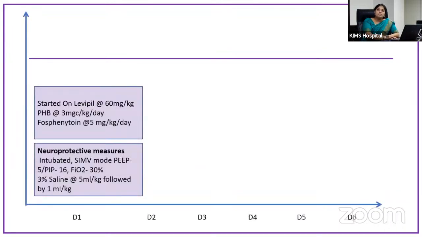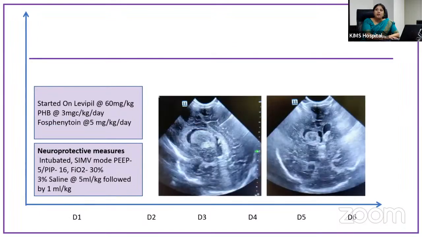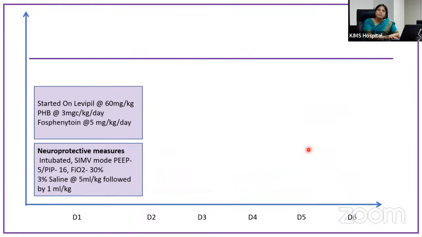So when the baby came to us, we had active seizures. The levetiracetam was increased to 60, phenobarbital was continued at 3, and phosphenytoin was added. The child was started on neuroprotective measures. For that, the child was intubated and anti-edema measures were started. Bedside ultrasound revealed that the baby had intraventricular hemorrhage in both the hemispheres, in both the lateral ventricles, which was extending into the third ventricle.